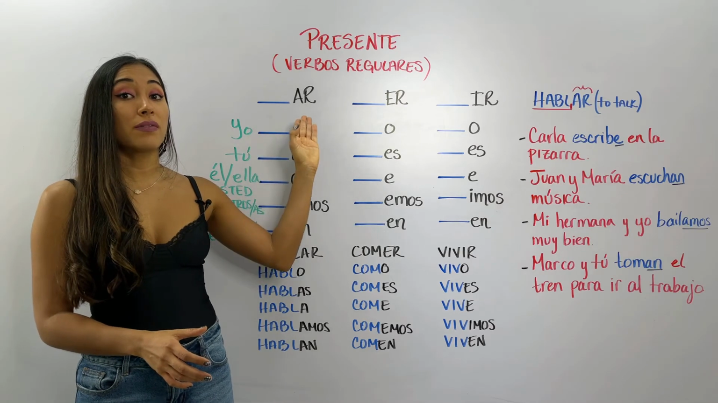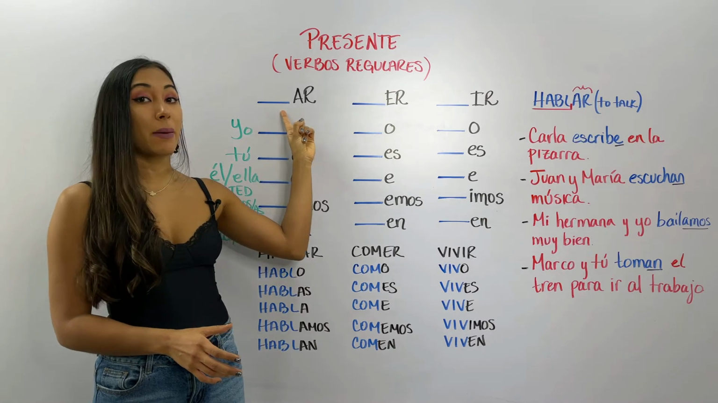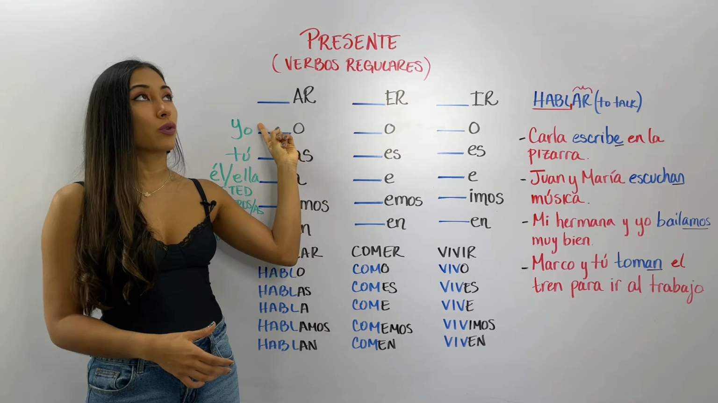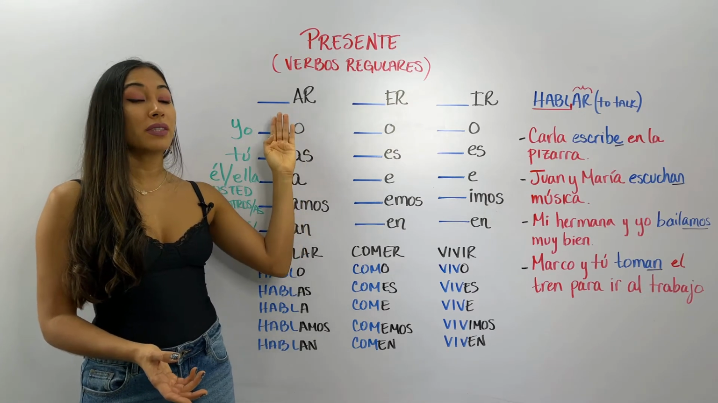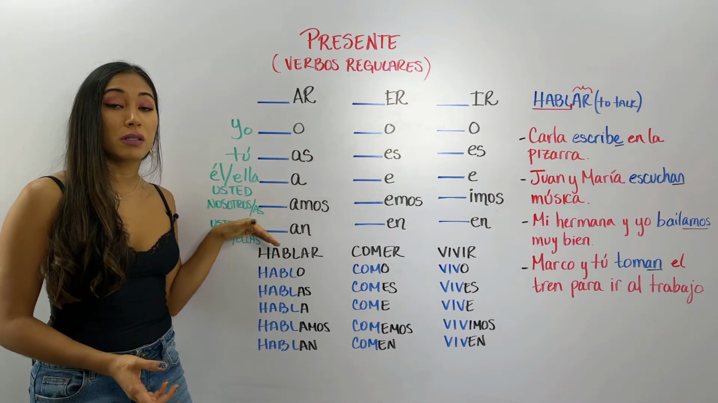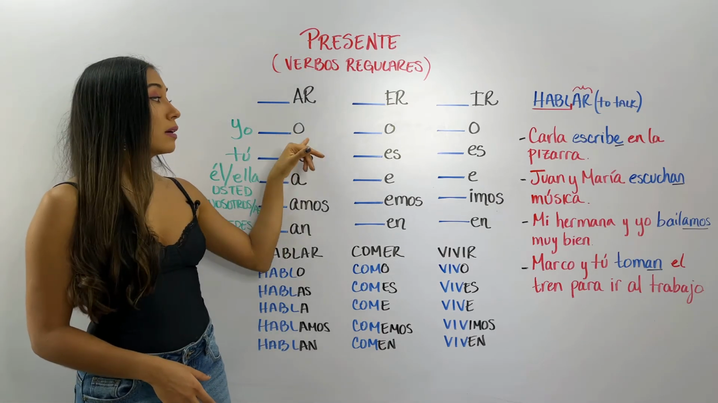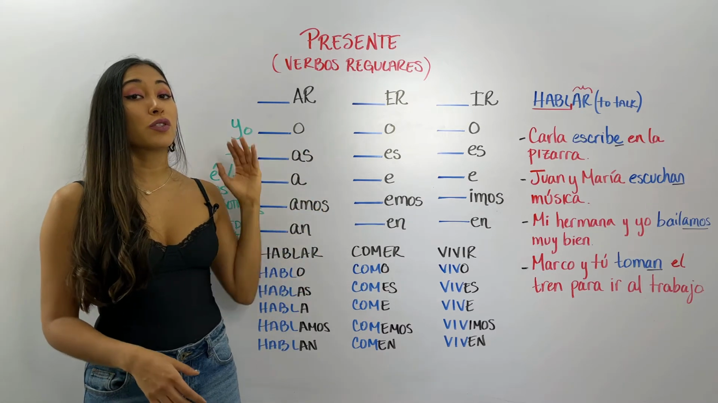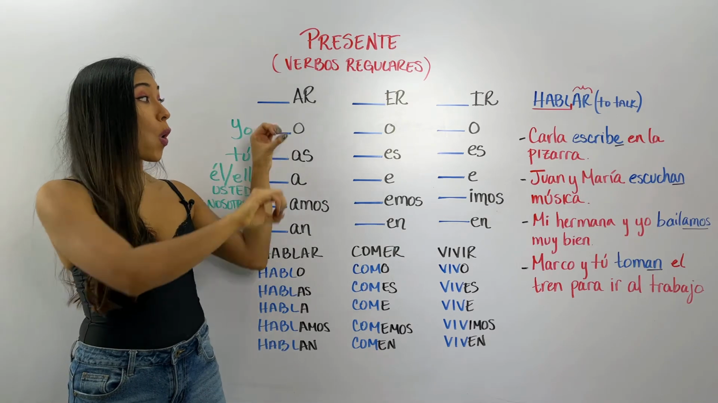Yo, if the verb ends in AR, yo, o. So I will write down the stem and we will imagine this blue line is the stem of the verb or the root of the verb. La raíz del verbo, and we write down that for all of them, for all the persons, and then the ending will be this one, according to the person, okay? So for yo, you can imagine that yo, I, yo, o.